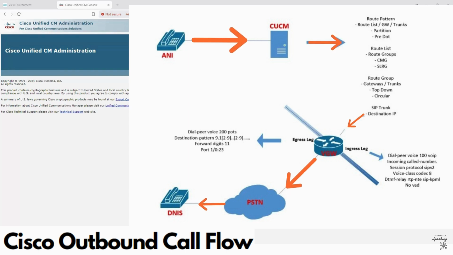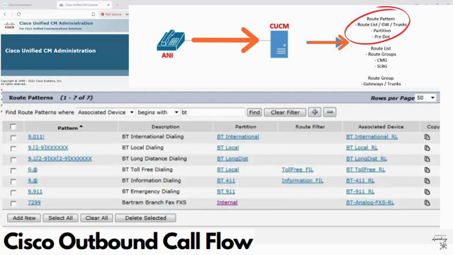Let's start off with the route pattern. A route pattern is a string of digits that you can dial that will allow you to call outside of the Call Manager cluster. Route patterns usually have a route list applied to them.